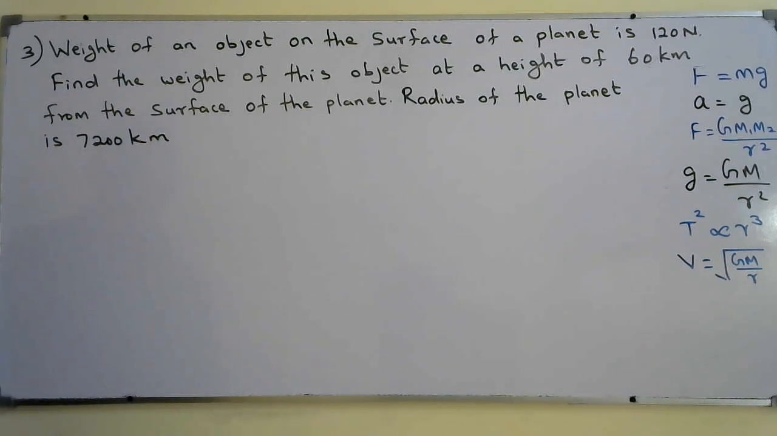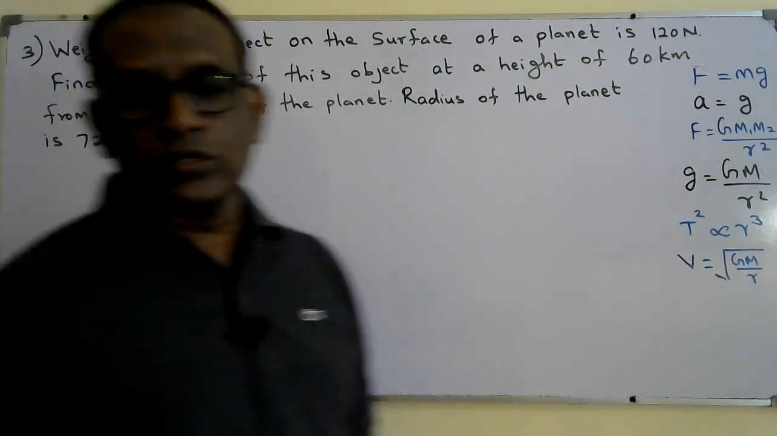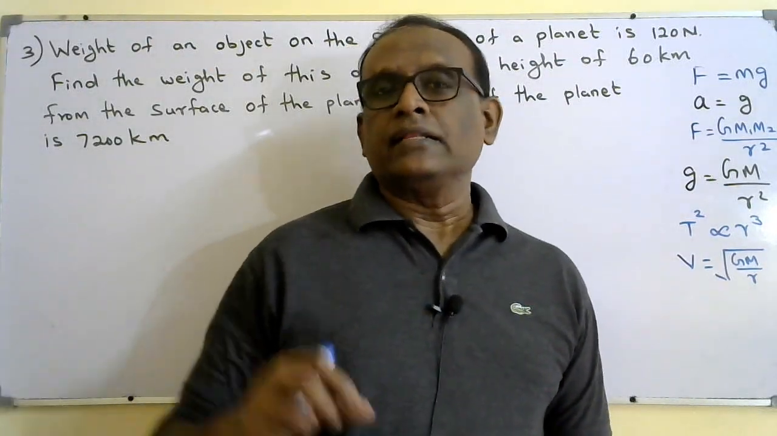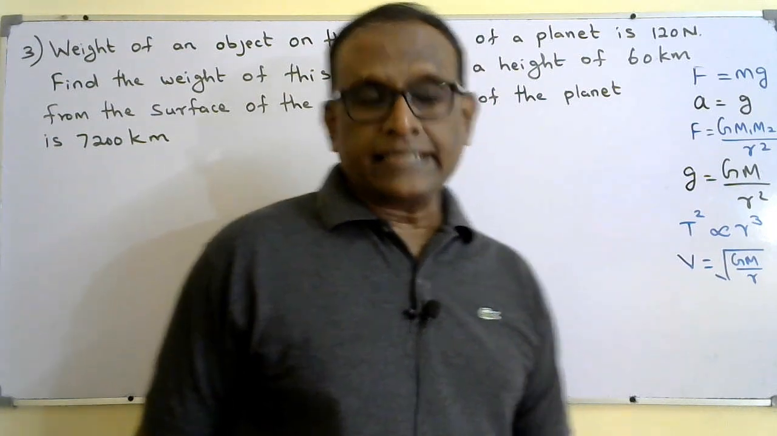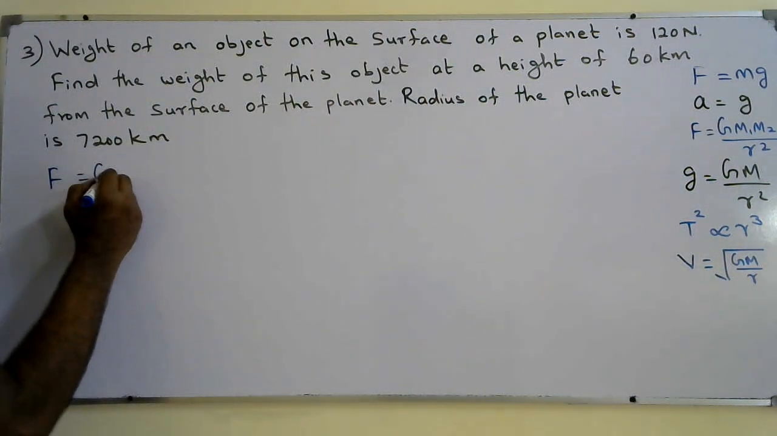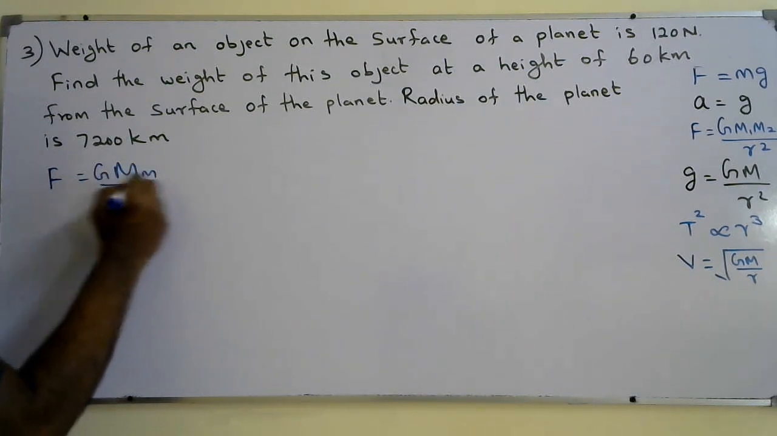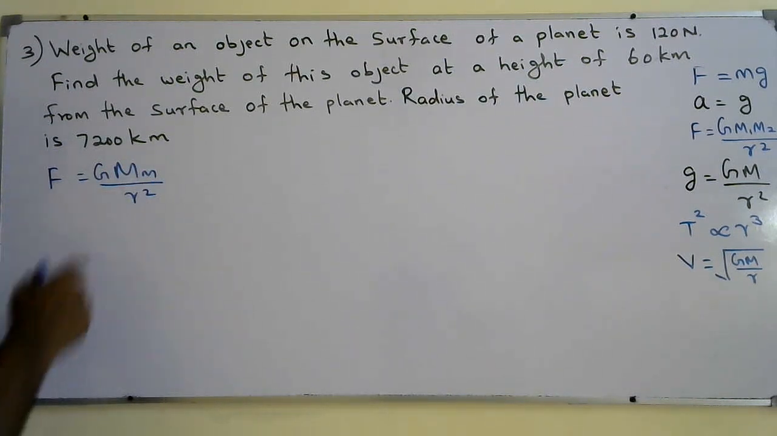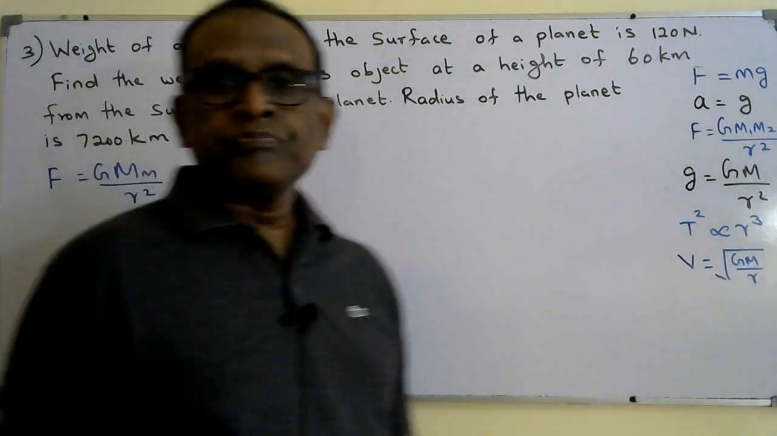Okay, so the third question: the weight of an object on the surface of a planet is 120 Newton. Find the weight of this object at a height of 60 km from the surface of the planet. The radius of the planet is 7,200 kilometers. The weight means the gravitational force between the object and the planet, so that could be given as F equals G M m over r squared. Okay, r must be measured from the center of the planet.